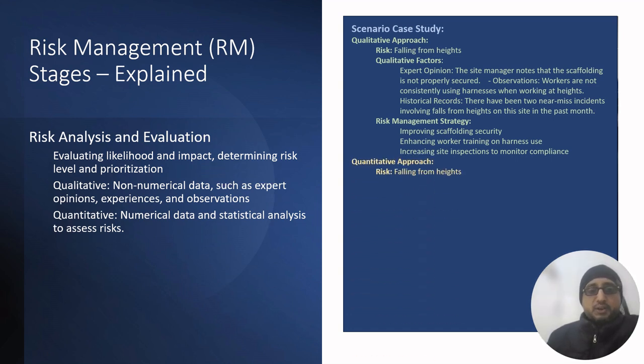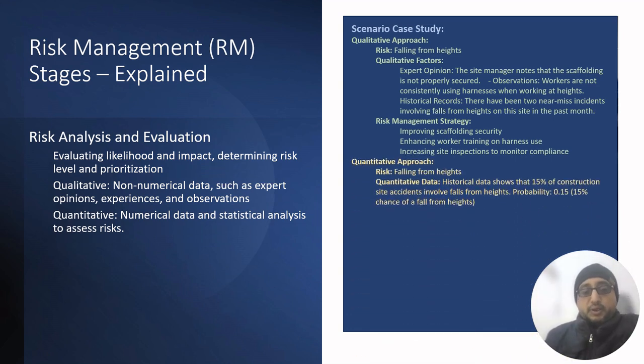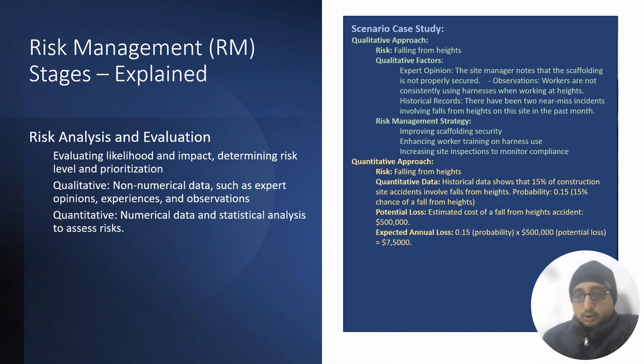Okay, now look at the quantitative approach. So here we have to do statistical analysis. Let's understand how we do it. First of all, we have to find the probability that the incident will occur. After that, we have to calculate the potential cost of the incident. By using these two values, we will calculate the expected annual cost, which we will use in further calculation. But here, let's see how we calculated it.